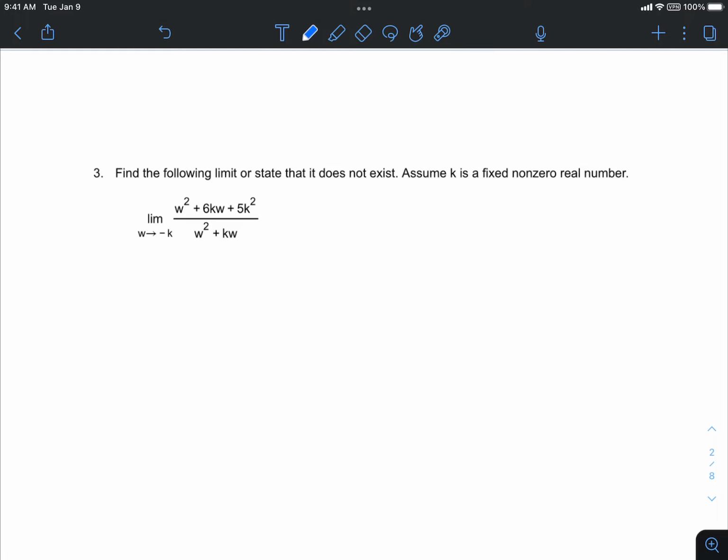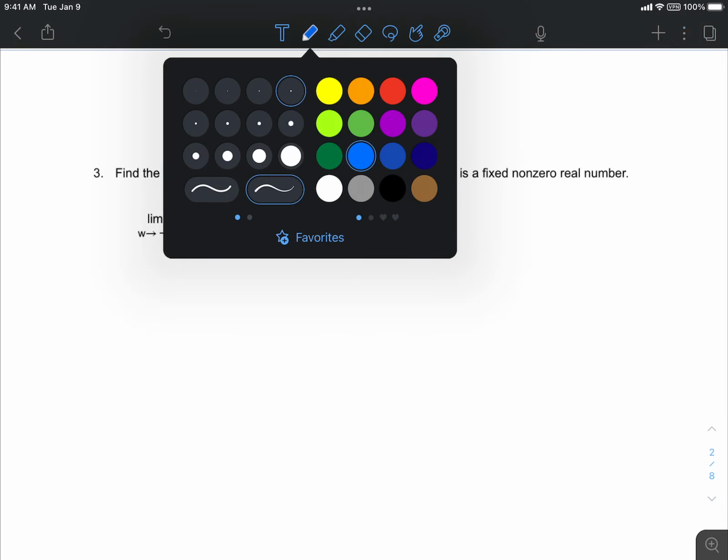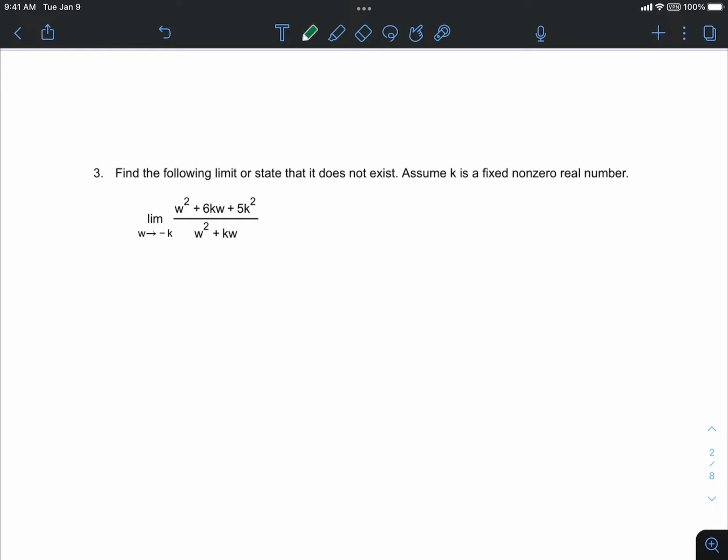So remember, whenever you calculate a limit, your goal is to hopefully get to a point where you can plug in the value your variable is approaching and then get an expression that gives out a real number out of it. So that's what you want. Let's see if you can do that in this case.